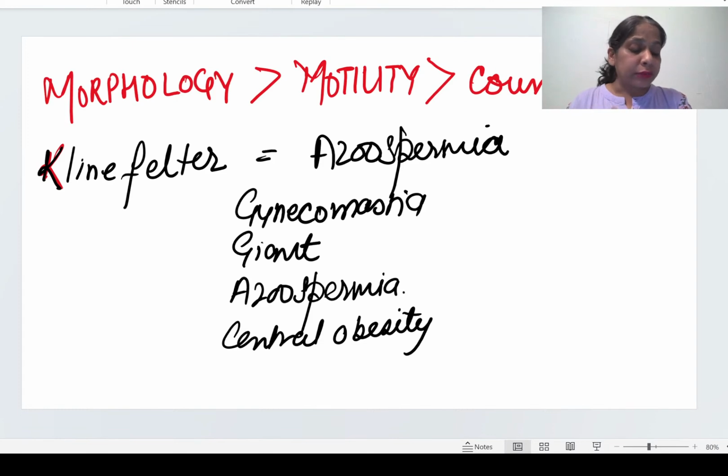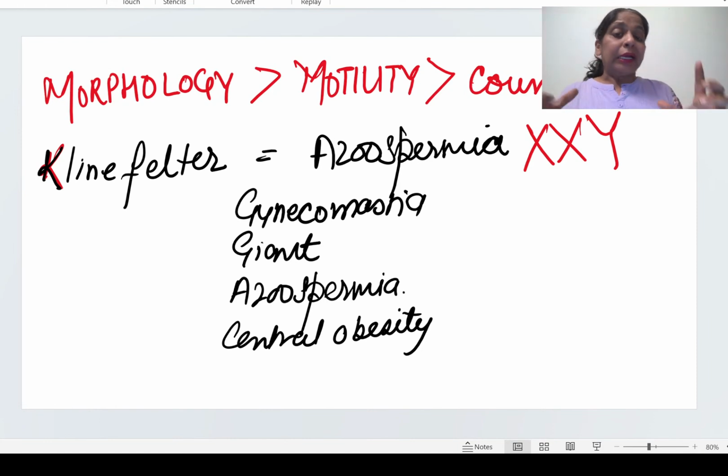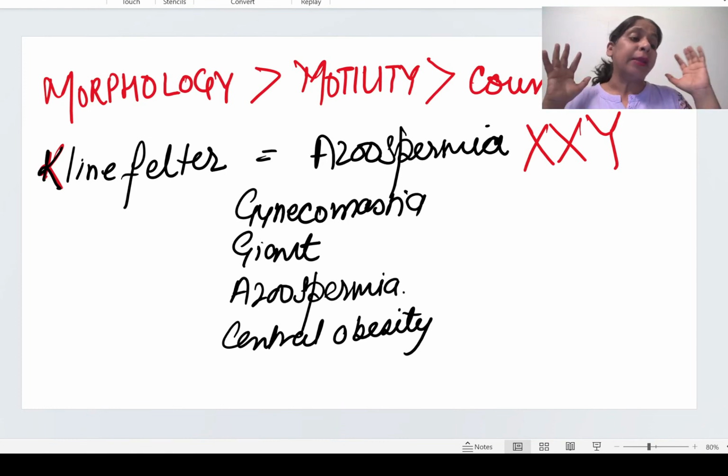Here I would like to discuss Klinefelter syndrome. What is Klinefelter syndrome? It means that the genotype of the male is double X, Y. It is a sex chromosome trisomy. There is one extra X in the male. Due to that extra X, the male is giant in size. Two G's you have to remember: gynecomastia and the giant. There is significant gynecomastia. This is very, very important.